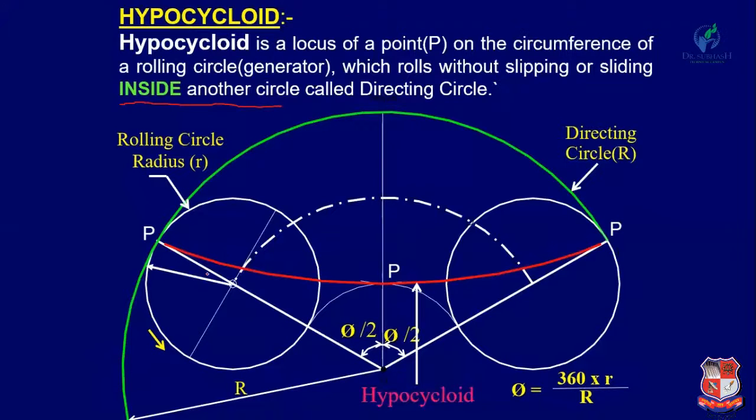Now let us see here. You can see this green circle is a directing circle, and this circle is a rolling circle whose radius is r, and the radius of the directing circle is capital R. It is rolling inside this circle. So you can see the direction of the rolling. Initially the point P is here, after one complete revolution it will travel the angular displacement of phi. So the final position of point P will be here, and this curve is known as a hypocycloid.